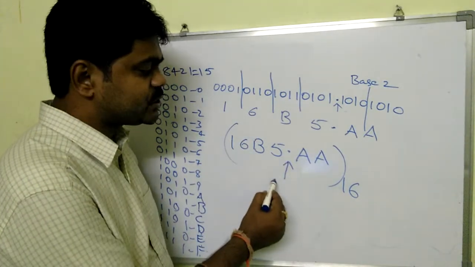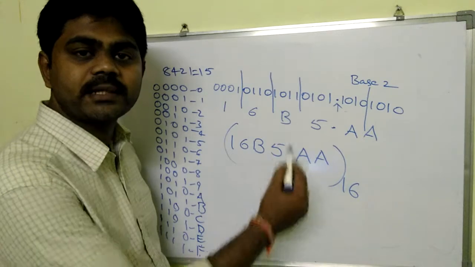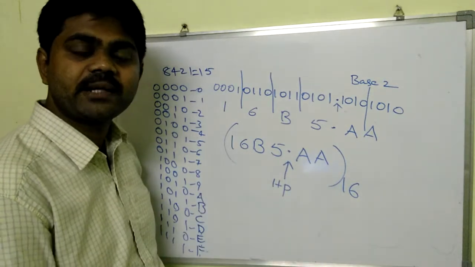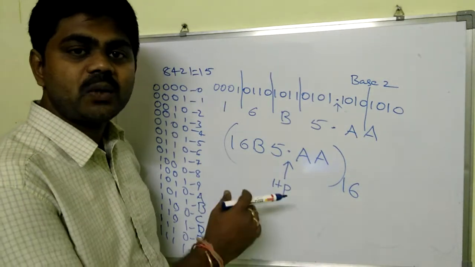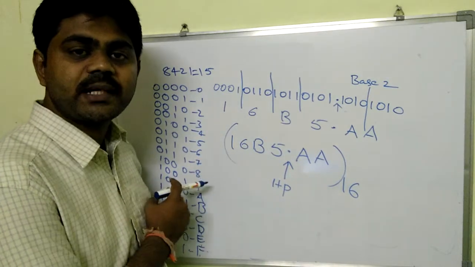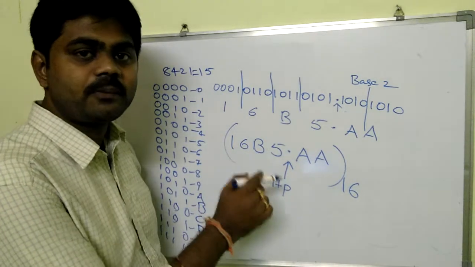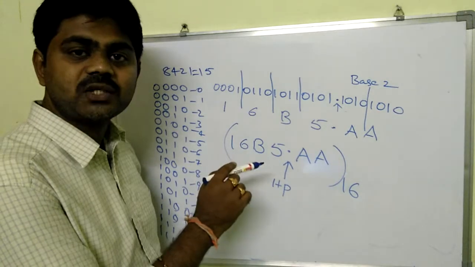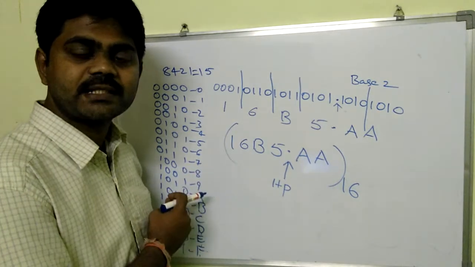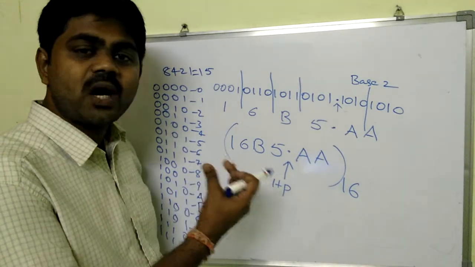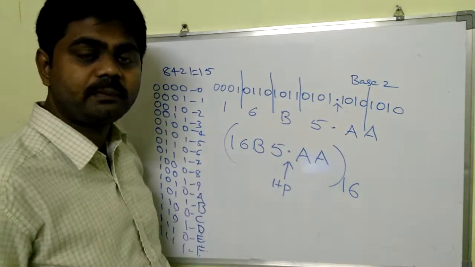Now this dot is called the hexadecimal point. Previously it was a binary number, so it was called a binary point. Now we converted that to hexadecimal, so this point is called a hexadecimal point. I hope you clearly understood how to convert from binary to hexadecimal. Now we'll see how to convert from hexadecimal to binary.